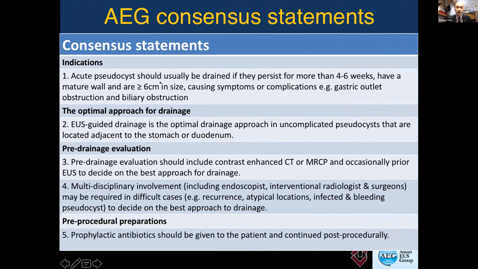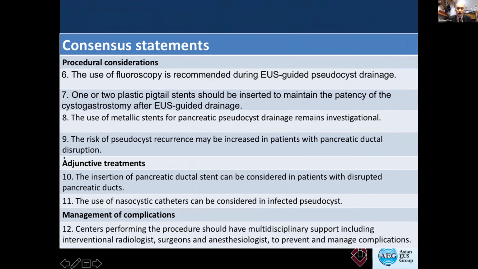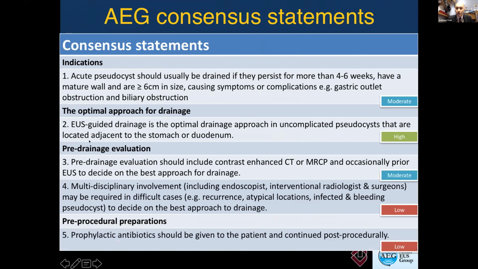So in the AEG consensus statements, we looked at various areas from indication, optimal approach, pre-drainage evaluation, pre-procedure preparations, and then also procedural considerations, adjunctive treatments, and management of complications. So in general, pseudocysts are drained usually after 4 to 6 weeks. And if they are symptomatic or larger than 6 centimeters in size, we suggest drainage. In terms of optimal approach, the evidence suggests EUS guided drainage is the optimal drainage method for collections that are located close to the stomach.